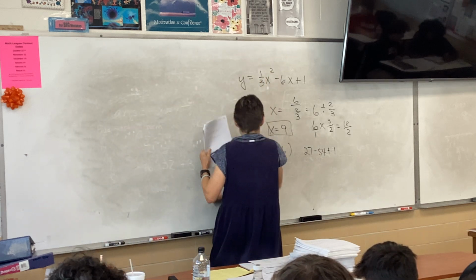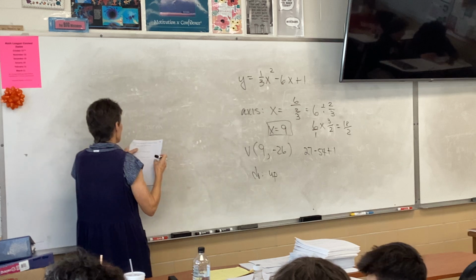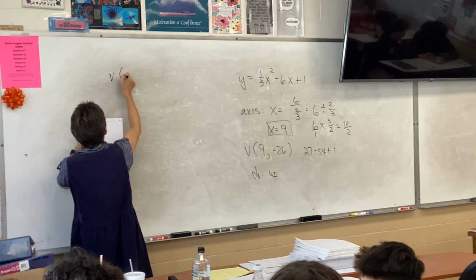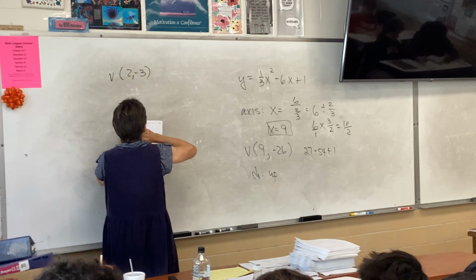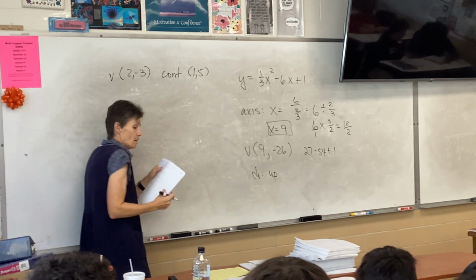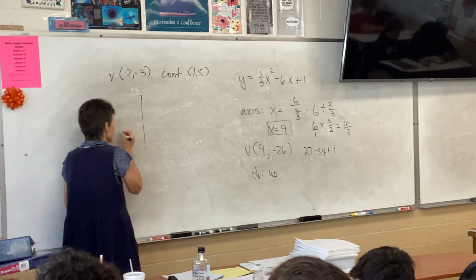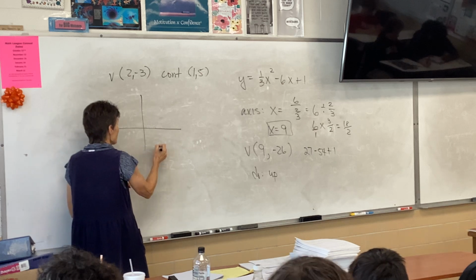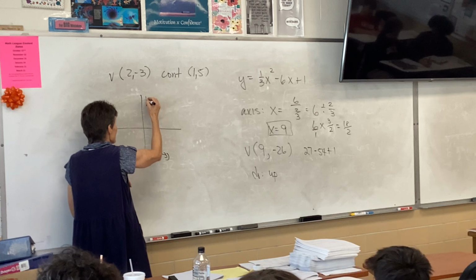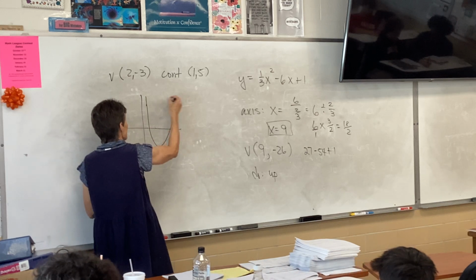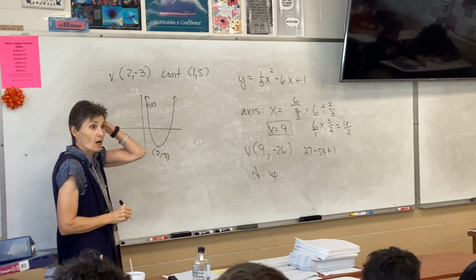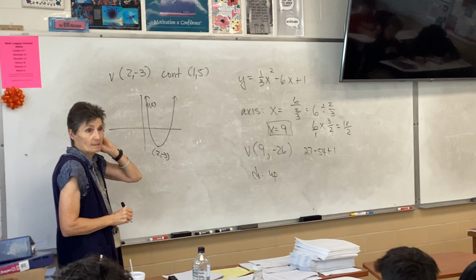So somebody has figured out that we have a parabola. The vertex is (2, -3), and it contains the point (1, 5). Now, what that means is, don't be confused by that vocabulary. Here's my vertex, and here's the point (1, 5). So the parabola goes through that point. So this is what my parabola looks like, and your job is to write its equation.